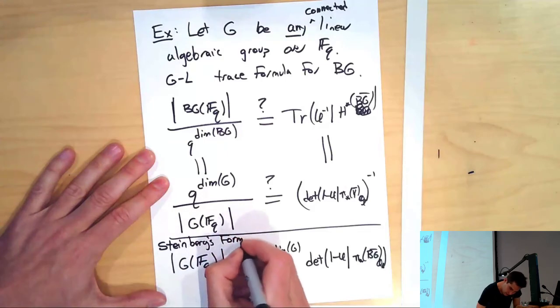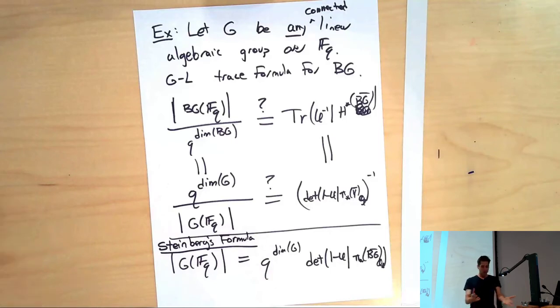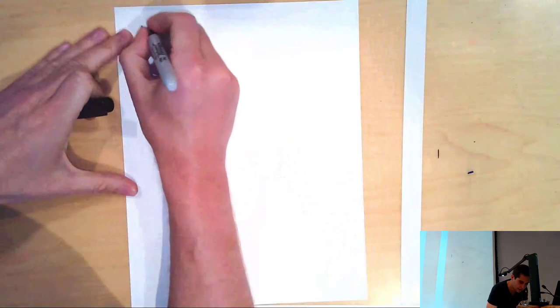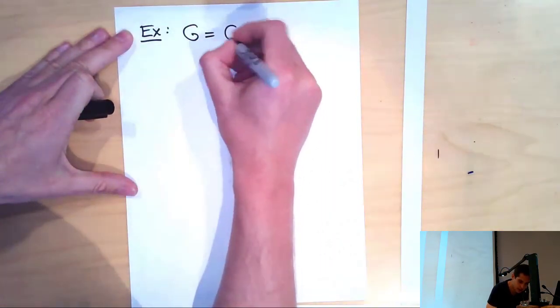It's not phrased by Steinberg in terms of l-adic homotopy groups, but there are many equivalent ways of describing what vector space you're taking the determinant of 1 minus the Frobenius on. So we've done this in the example of the multiplicative group. Let's do it in a slightly more complicated example, GL_n for some integer n. So example, take G to be GL_n.